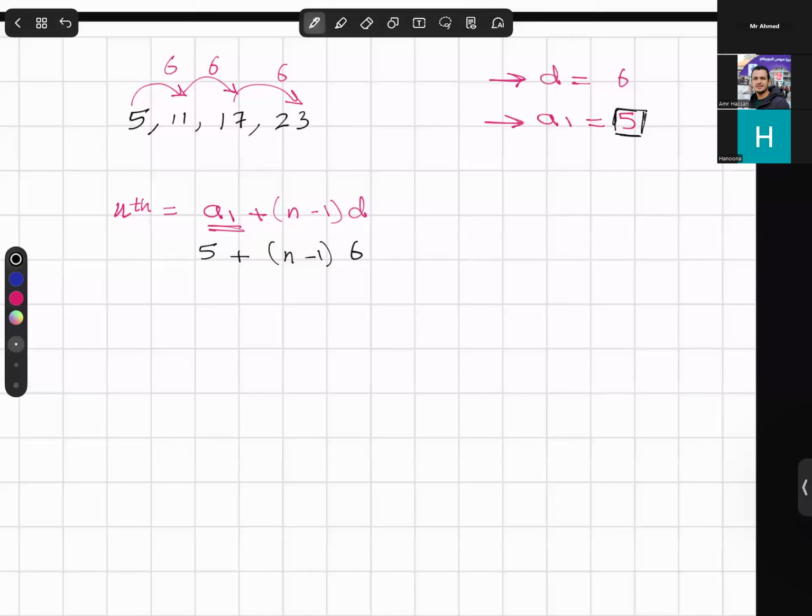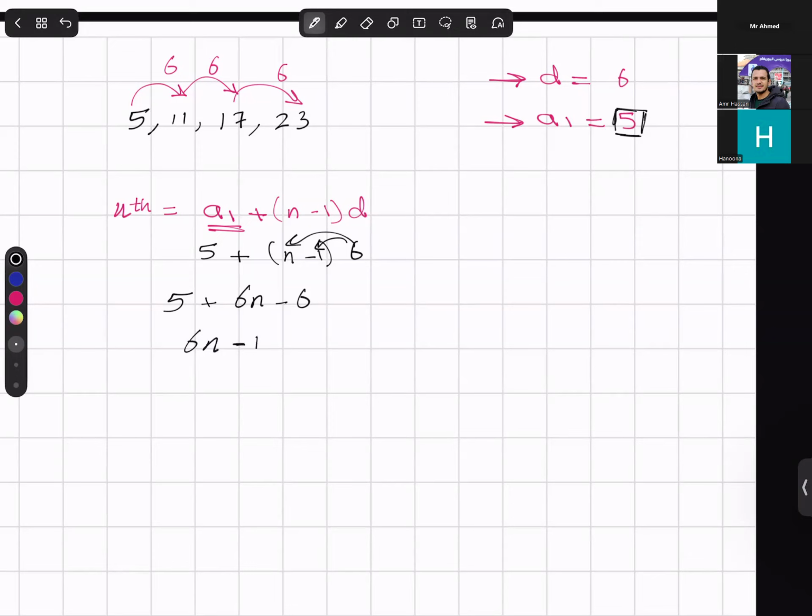And then 6 times n minus 1. Let me write down 5. This one, I need to bring it down, so it's going to be 5. And then I need to distribute it, so 6 times n and 6 times 1. So 5 plus 6n minus 6. So 5 minus 6 is negative 1. So what I'm saying is this one's supposed to be a negative one, right?